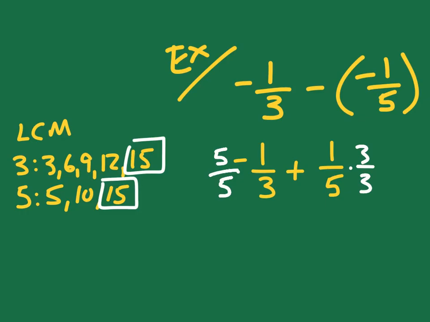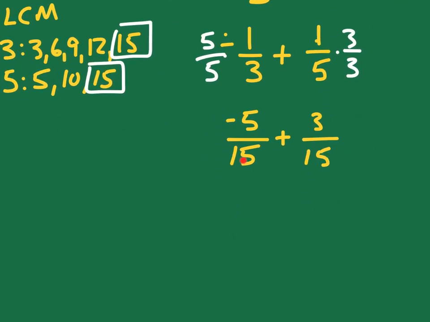Now, in this case, I've got 5 times -1. Remember, I'm multiplying here, okay? I'm not subtracting. So 5 times -1 is going to give me a -5. Remember, a negative times a positive is going to stay negative. 5 times 3 is 15. Plus 1 times 3 is 3 over 5 times 3, which is 15. Now what I have is a common denominator of 15. That's what I'm looking for. Once I have that, I can just simply add my numerators. So from here, I've got -5 plus 3 over 15.